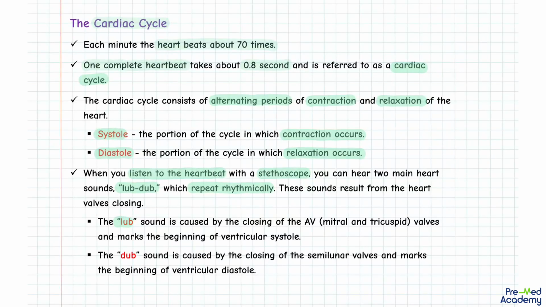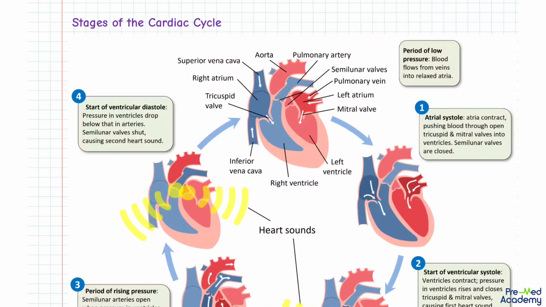The lub sound, the first beat, is caused by the closing of the AV valves and marks the beginning of ventricular systole, meaning the contraction of the ventricles. The dub sound, immediately next, marks the closing of the semilunar valves and the beginning of ventricular diastole, meaning the relaxation of the ventricles. Let's now go into more detail and describe the whole cardiac cycle.